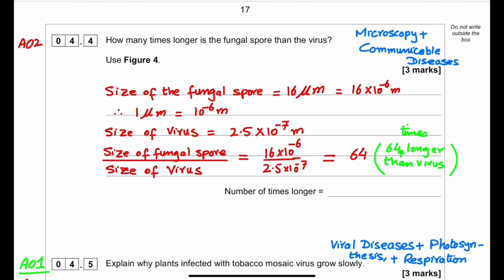4.5 is a combination of year 1 and year 2 questions, and this question is from viral diseases and photosynthesis and respiration. Explain why plants infected by tobacco mosaic virus grow slowly. Tobacco mosaic virus destroys the chlorophyll in the leaves. It affects the quantity of chlorophyll in the leaf. Therefore, the plants are unable to do enough photosynthesis to increase the quantity of glucose. Let's see the model answer.